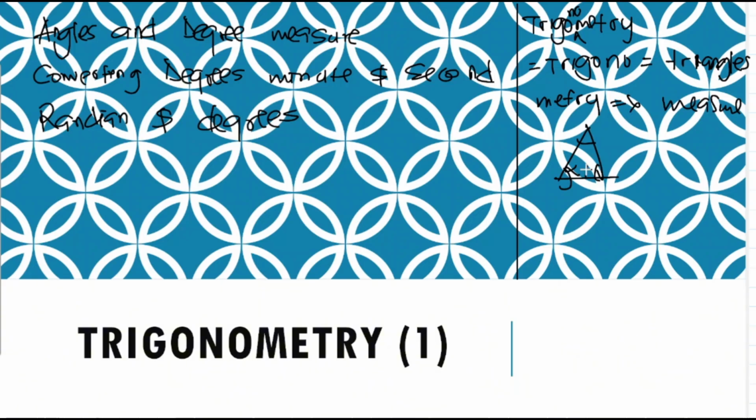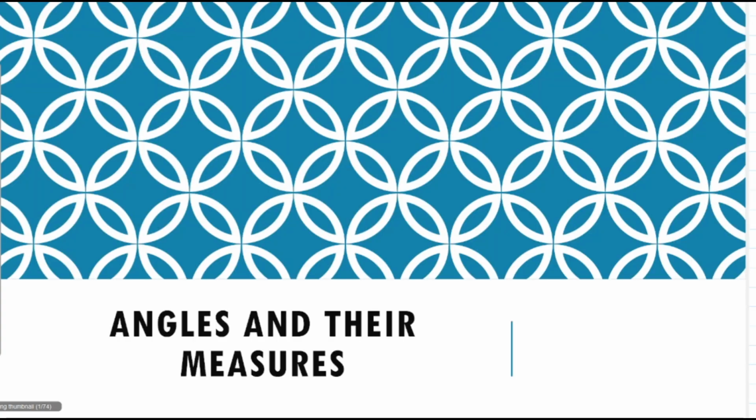Alpha, beta, or gamma. And of course, we know that the sum of angles in a triangle is equal to what? 180 degrees, right? So angles are formed when two lines meet. The vertex between two lines forms what is known as an angle. So trigonometry is a measure of angles in a triangle or other shapes. So let's look at our first lesson, angles and their measures.